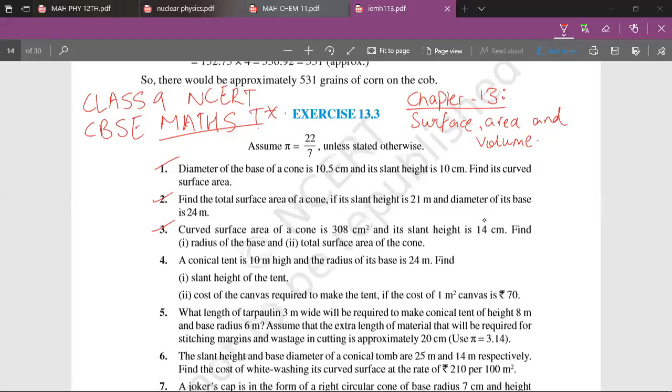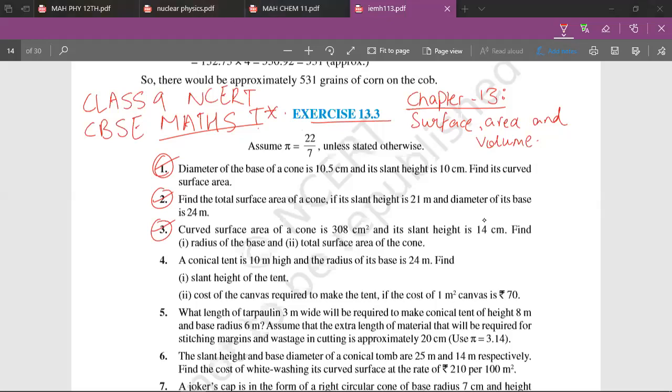For accurate reference, it is blue in color, and all the questions that I am doing now are referred to that textbook. So you could solve these problems with me if you refer to that textbook. In this video, I'll be solving the first, second, and third questions of exercise 13.3. Okay, so let's start.